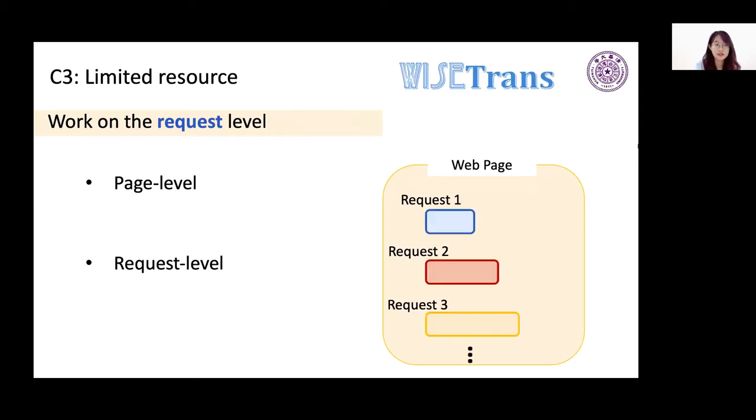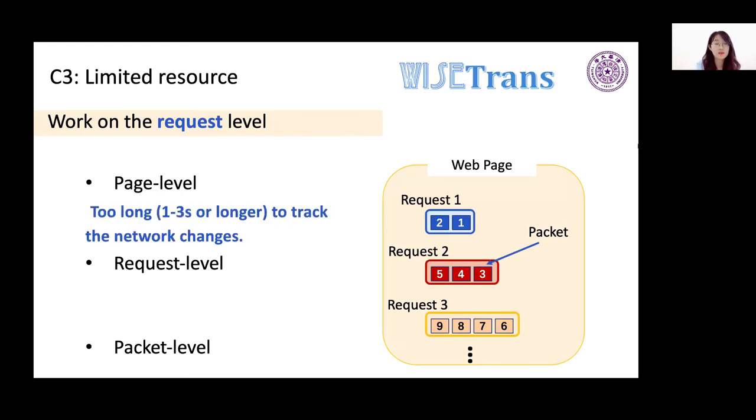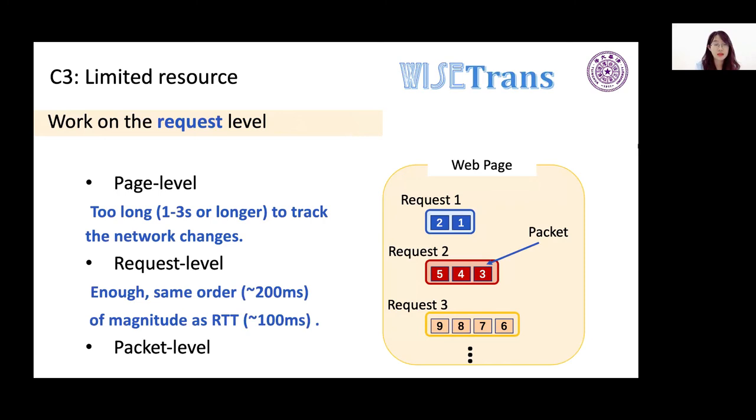A web page contains lots of requests, and a request can be sliced into several packets. However, the page load time is usually 1 to 3 seconds or longer, which is too long to track the time-varying network condition. But since network conditions usually do not change frequently within a few RTTs, request level and packet level are enough.